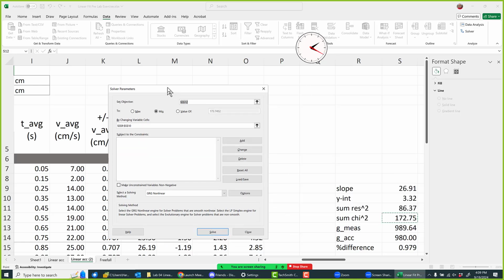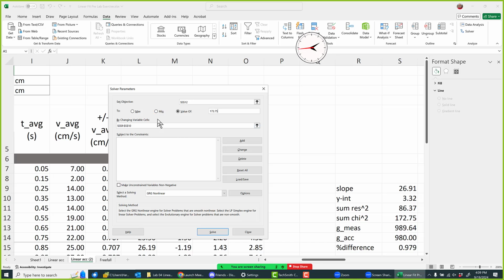Oh, there it is. I want it to do a value that is the sum of the chi-squared. You see 172.75? We just want it to be 173.75, so that this is true. The plus minus on the slope, oh, I pointed 173, yeah.